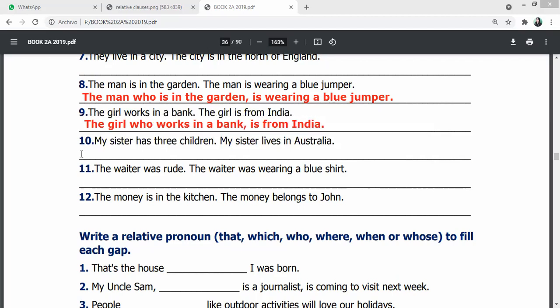Okay, next one. My sister has 3 children. Oh my goodness. My sister lives in Australia. Ajá. Chicos que están conectados, what do you think about this sentence?